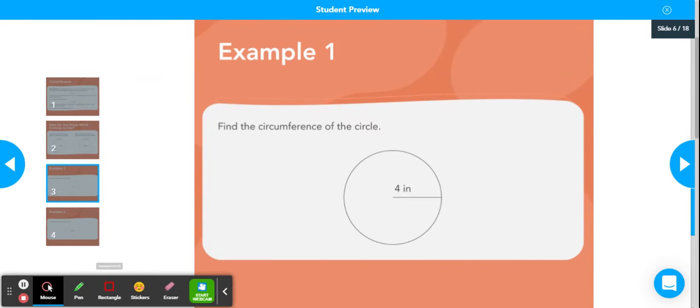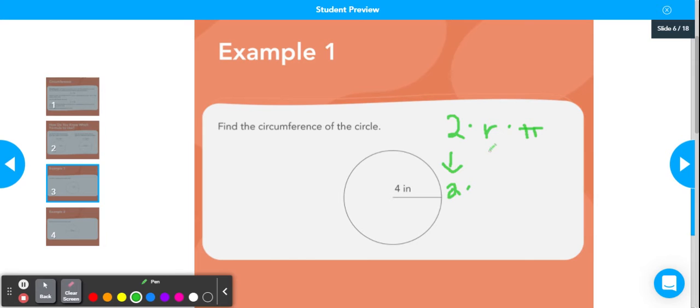So here's an example on finding the circumference. We've already done this. They gave us a radius, so I'm going to use the equation 2 times r times pi. 2 is going to stay the same. I'm going to replace r with the radius, which is 4. I'm going to replace pi with the number given, which is 3.14 every time. Then I multiply.